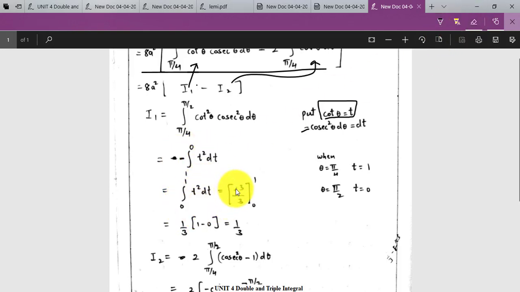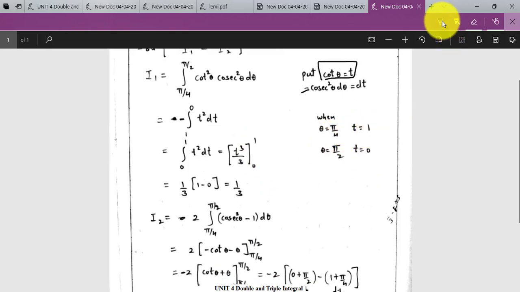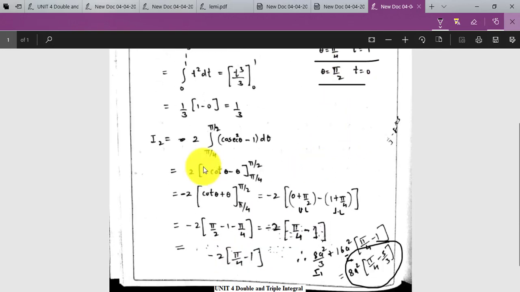So it is t square, then integrating it, that is t cube divided by 3, from 0 to 1, right? Here I have written the limits. When theta is equal to pi by 4, t is equal to 1, and when theta is equal to pi by 2, it is equal to 0.